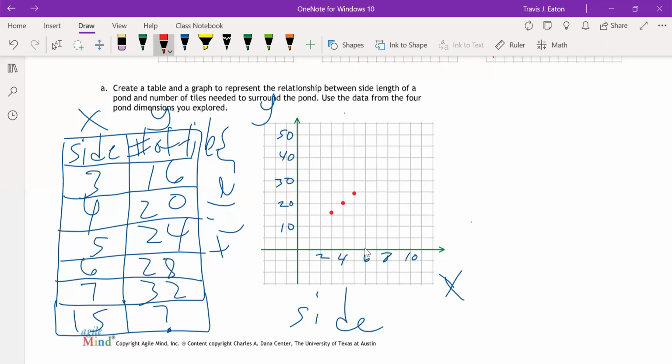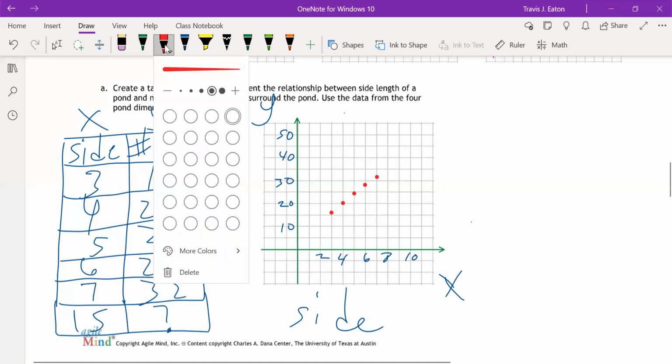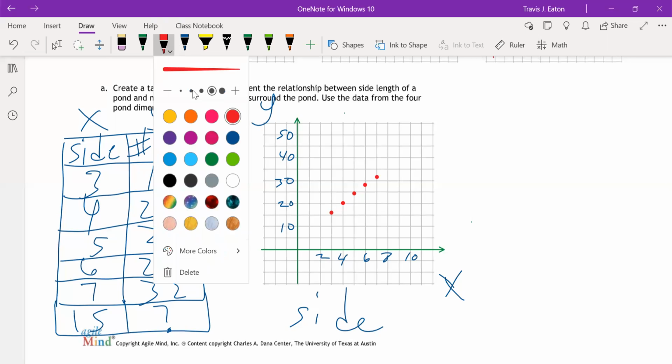And 6 was 28. So there's 25. There's 30. I got to come down a little bit. That looks about right. 6 and 28 and 7 and 32. So up to 30 plus a little more. Yeah. And that looks like it's coming out to be a pretty nice straight line. Let's see if we can extend that line now through the graph to the y-axis.